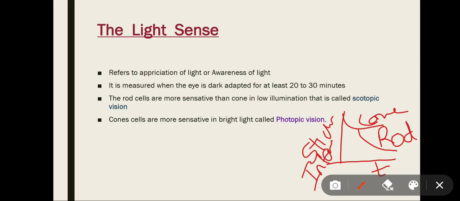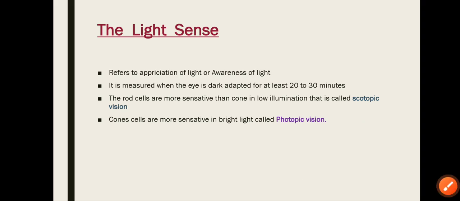So when fully dark adapted, the retina is about 1 lakh times more sensitive to light than when it is bleached. Delayed dark adaptation is seen in diseases of the rods, for example retinitis pigmentosa and vitamin A deficiency.